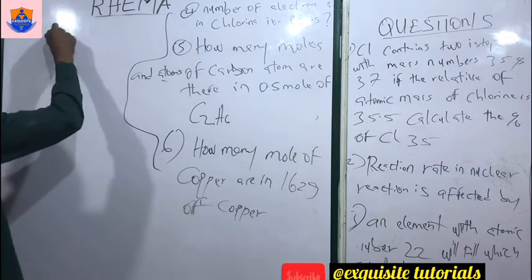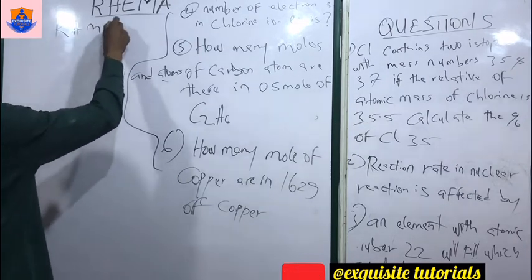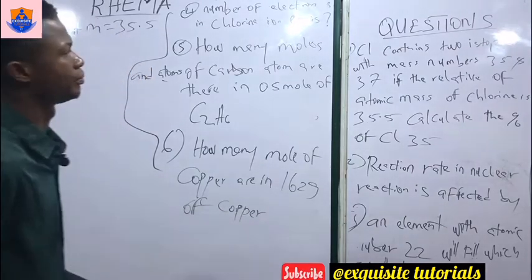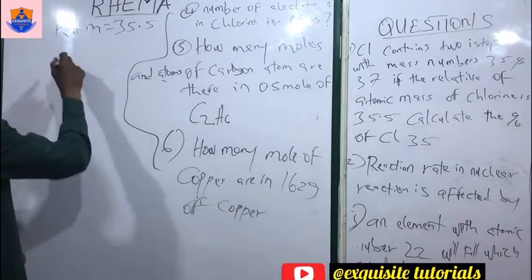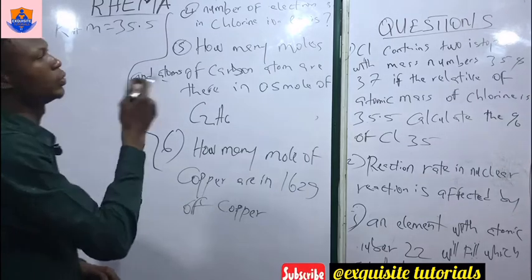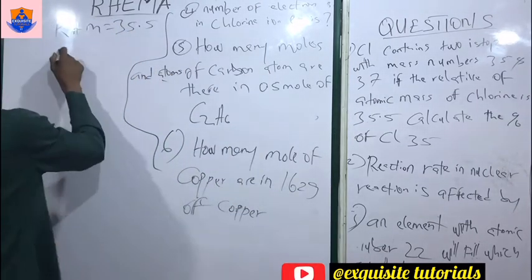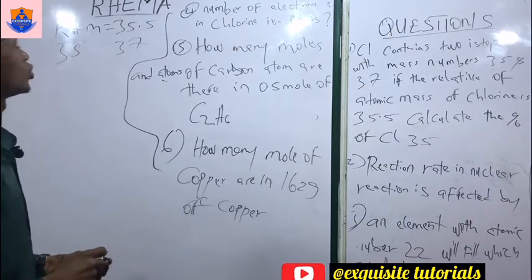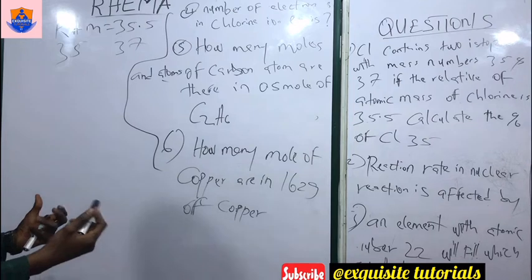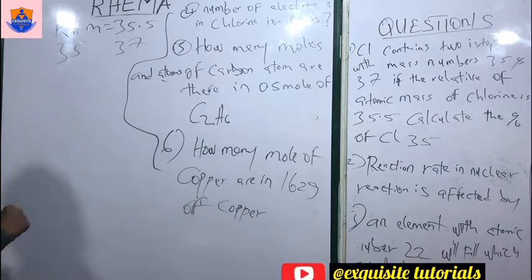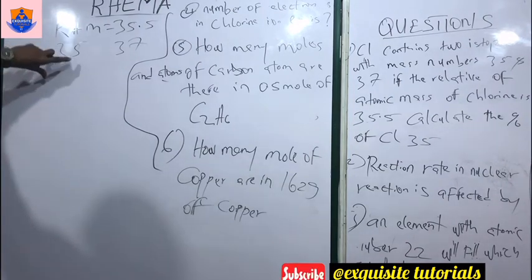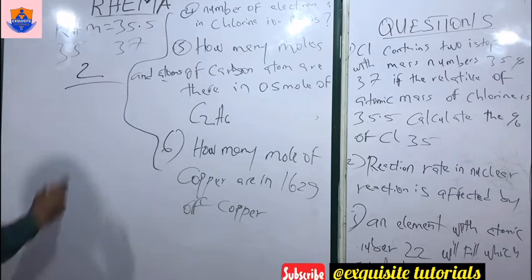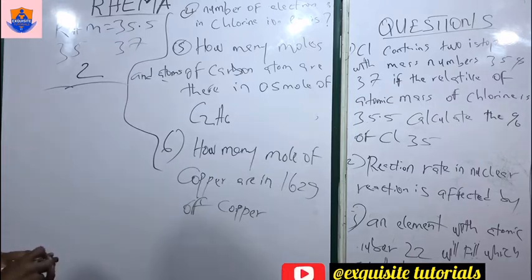Now, relative atomic mass of chlorine equals 35.5. And we are meant to understand that chlorine has 2 isotopes, one with mass number 35 and the other with mass number 37. Now, here is where chemistry comes in. When you look here, you will discover that the difference between mass number 35 and mass number 37 is 2. Write it out.